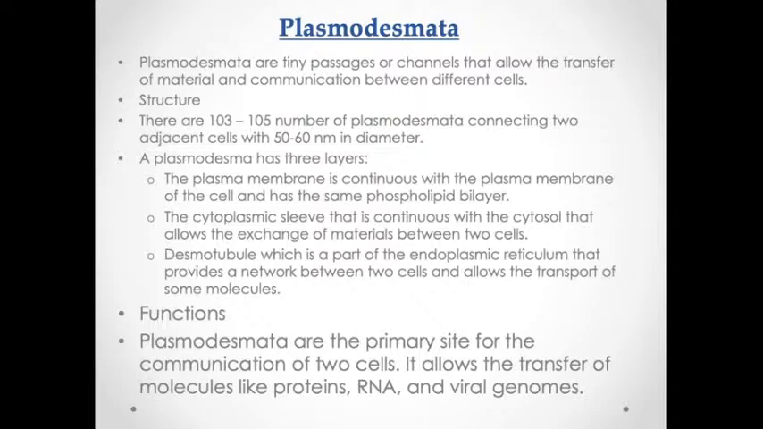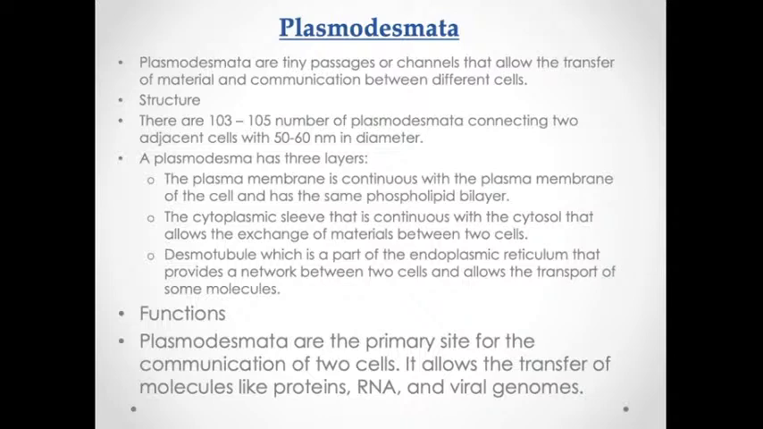So they are the tiny passages or channels that allow the transfer of materials and communications between different cells. There are around 10^3 to 10^5 plasmodesmata connecting two adjacent cells, with 50 to 60 nanometers in diameter. So plasmodesmata has three layers.